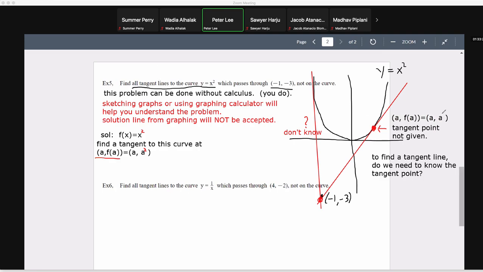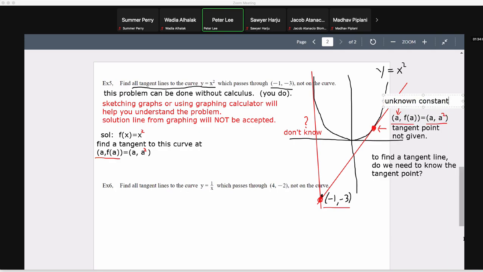Now, note that we need a tangent point in order to get the tangent line. This negative 1 comma negative 3 is not a tangent point. Therefore, we cannot use this to get the tangent line. So we artificially mark a point here and call that A comma A squared. And now the A will be a parameter. It's an unknown constant. It is not a variable. It is a constant, but we don't know the constant. We call this unknown constant a parameter.